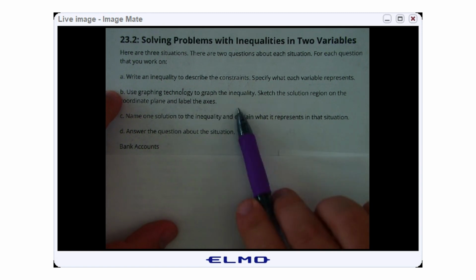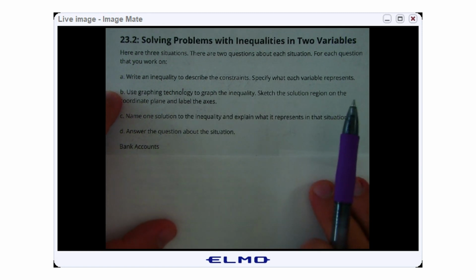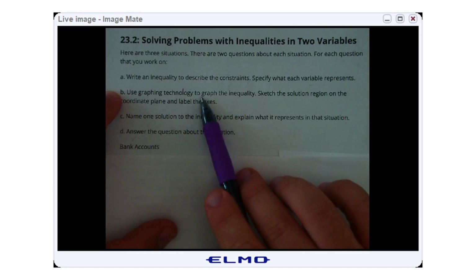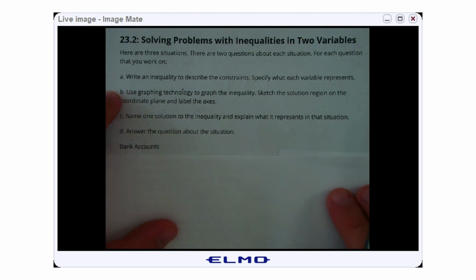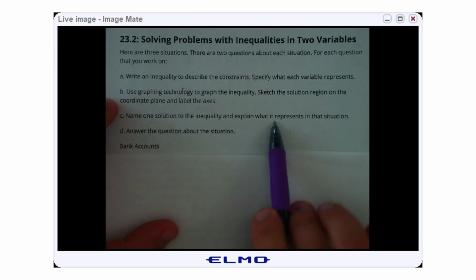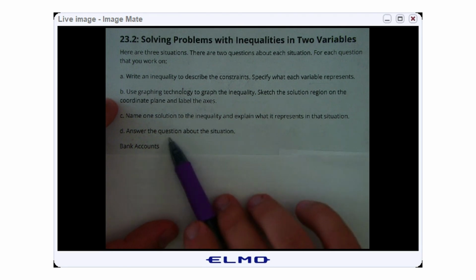I've already done that, and I sketched the graph down here. So if you would like to, you could graph it using Desmos, or you could just copy down what I have. That would also work. It says sketch the solution region on the coordinate plane and label the axes. Then it says name one solution to the inequality and explain what it represents in that situation. And the last one is to answer the question about the situation.